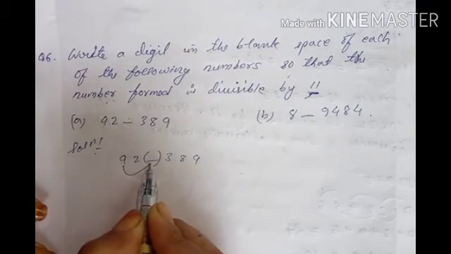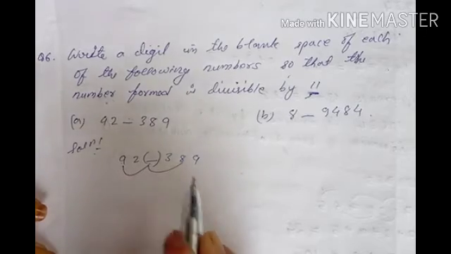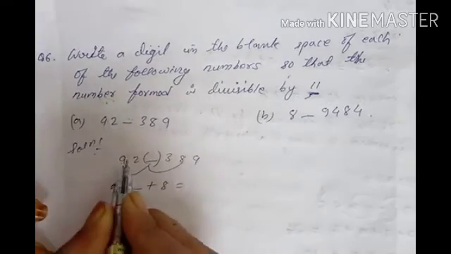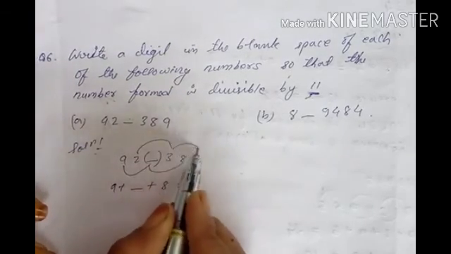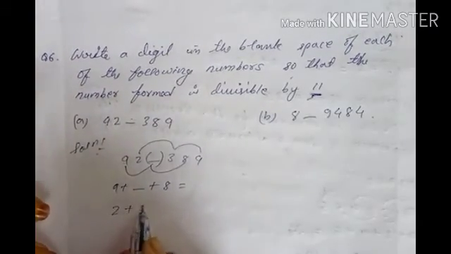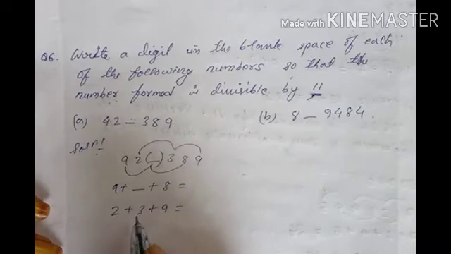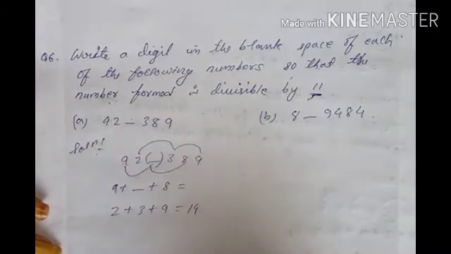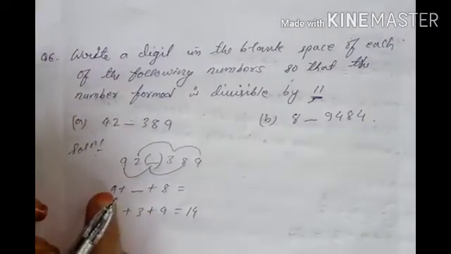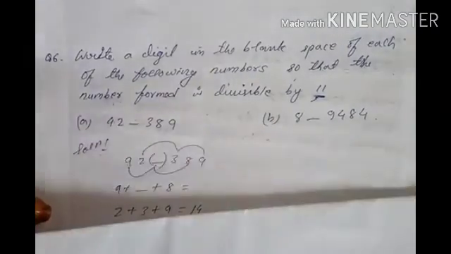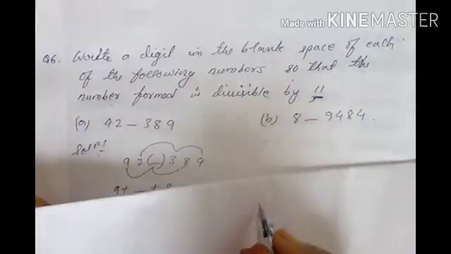9 plus this blank digit plus 8. Now what is the next group? 2, 3 and 9. 2 plus 3 plus 9. Here all the numbers are there, so we can add this easily. Now 9, 10, 11, 12, 13, 14. So what did we get? 14. Now if we add only these numbers, how much are we getting?